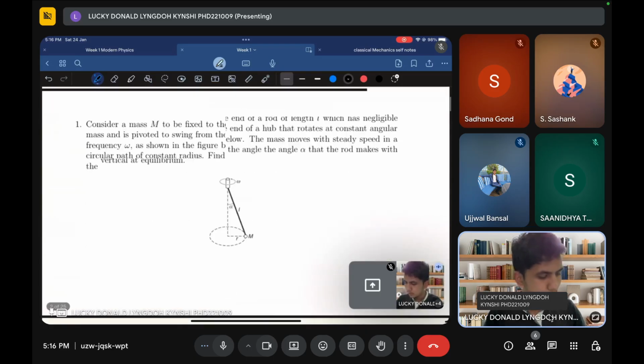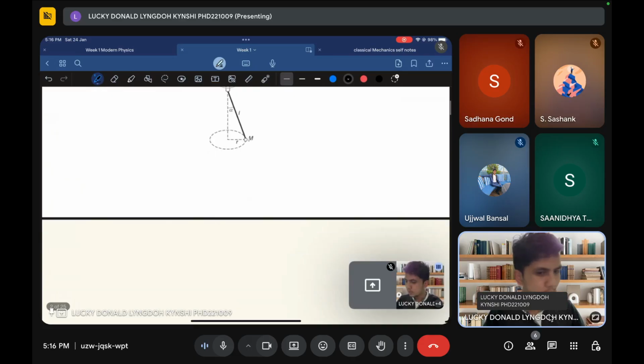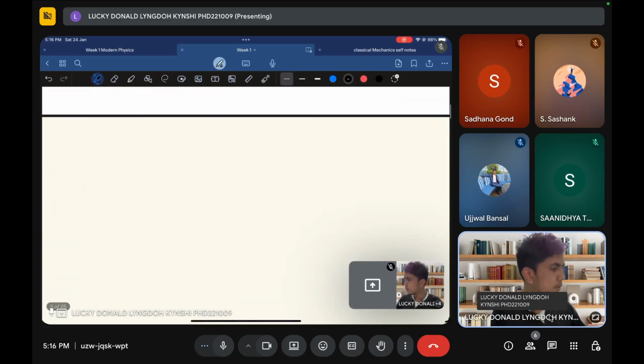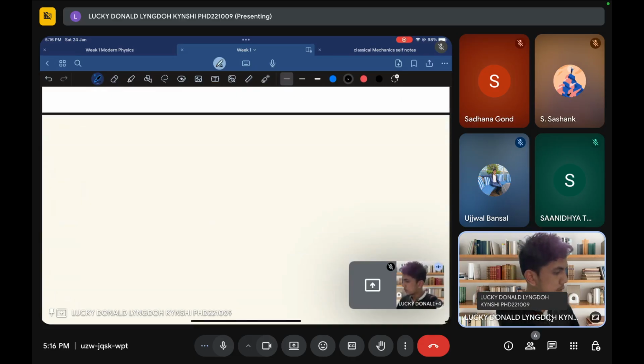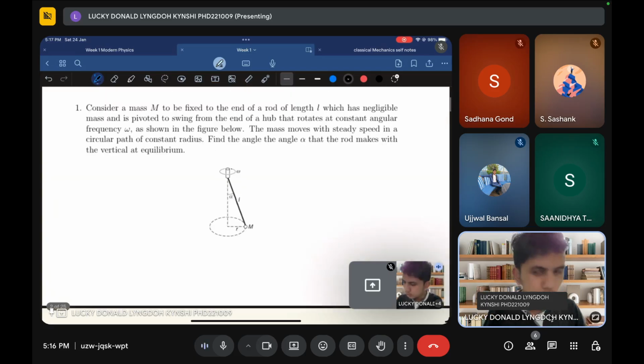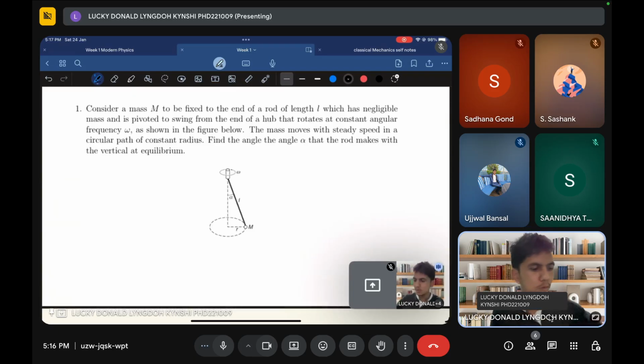So here, what is happening? According to this question, I think you have seen these questions from the assignment PDF. You consider a mass m. At this point, the first question does not involve the Lagrangian at all. It's simply an equation of motion problem.